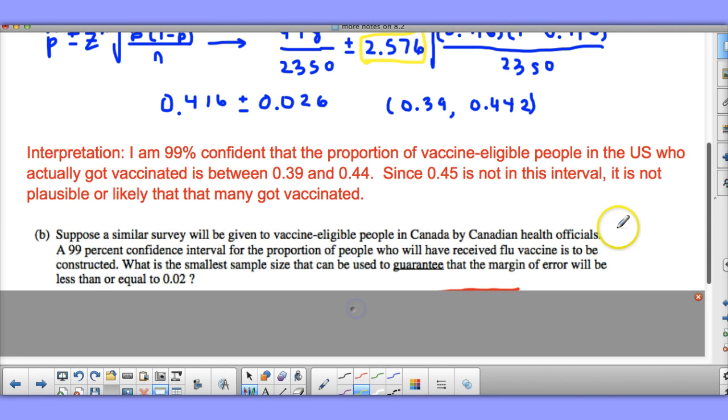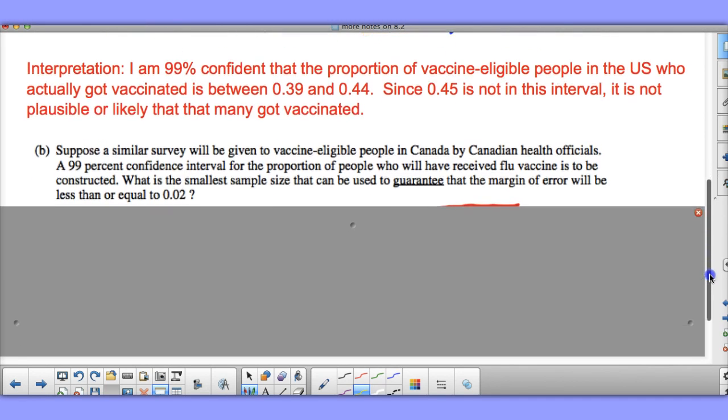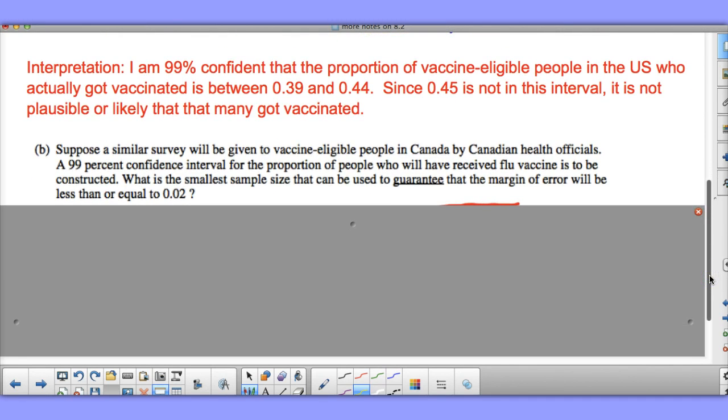So here's the second part of this question. Once again, probably a good idea to pause the video and try it for yourself.